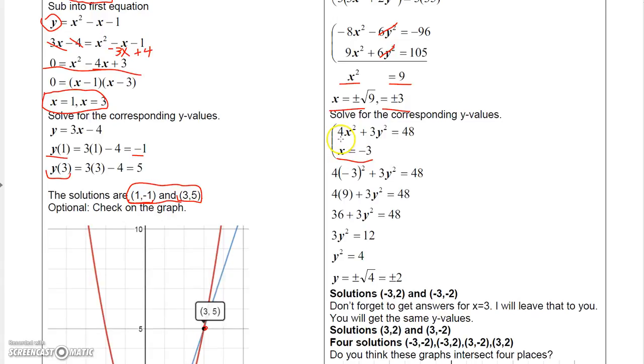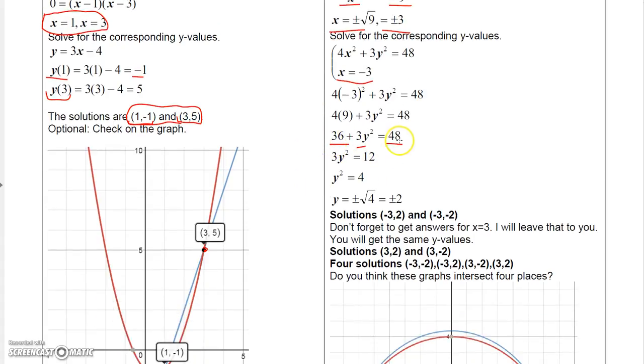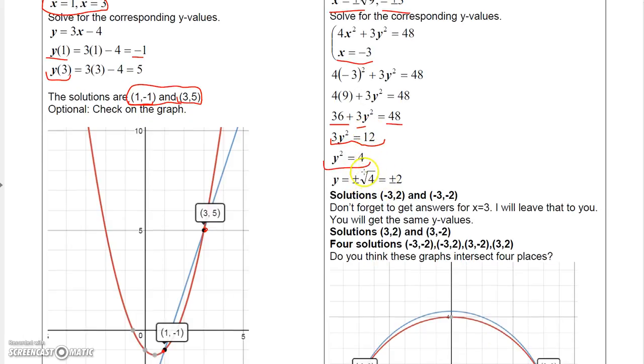Now if I plug negative 3 into this one, negative 3 squared is 9, so I get 4 times 9, which is 36. And then just bring the 3y squared and the equal 48 down. And then I can subtract 36 from both sides, and I get 3y squared equal 12. And then divide by 3, and I get y squared equal 4. So y equals plus or minus the square root of 4, which is plus or minus 2. So what that means is that if x is negative 3, the y value is 2. And if x is negative 3, the y value is negative 2.